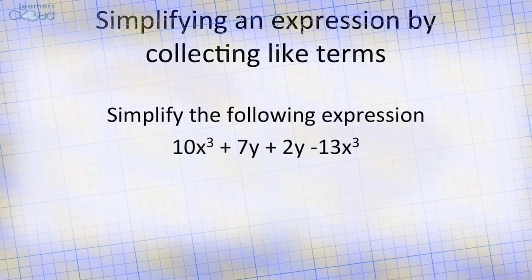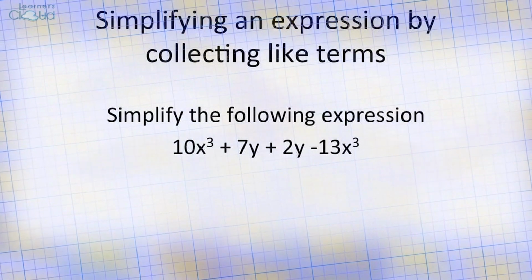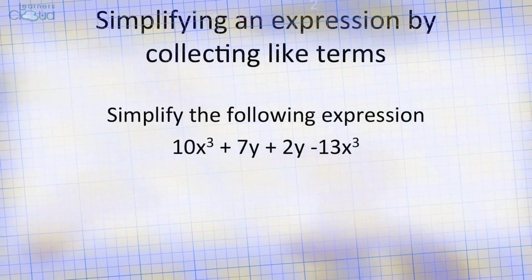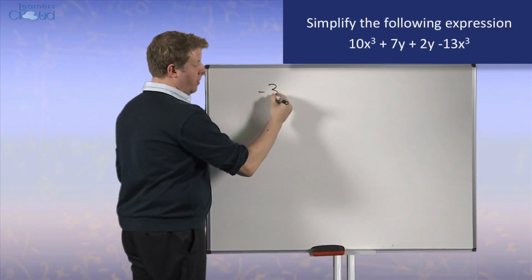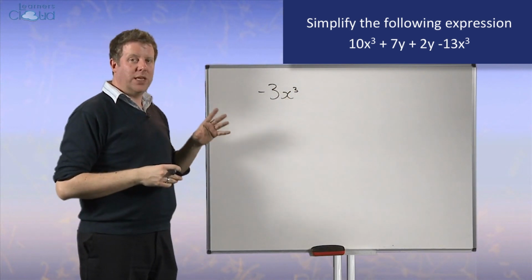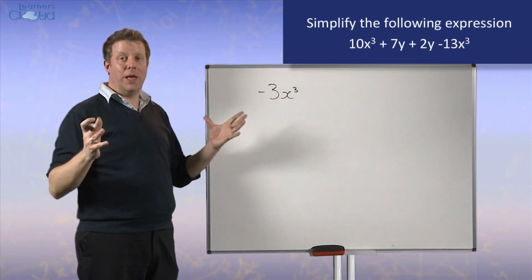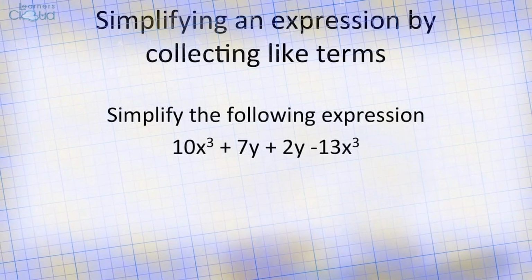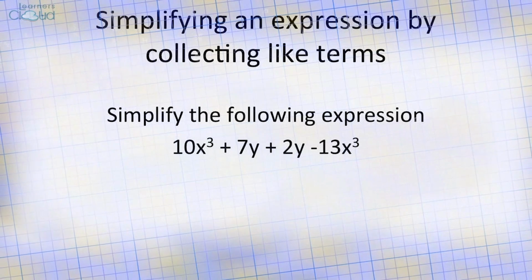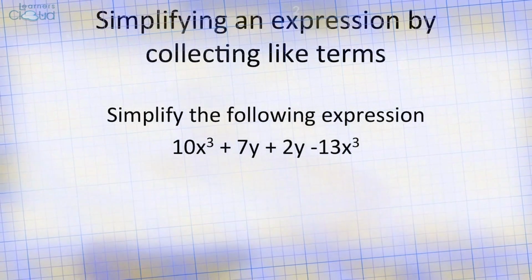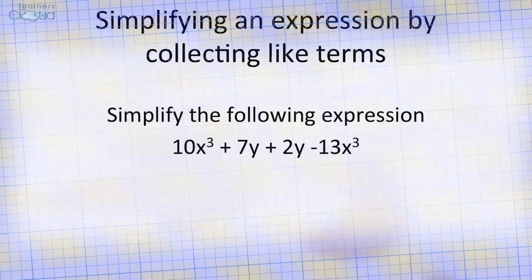So let's first of all look at our x cubed terms. So I've got 10x cubed subtract 13x cubed. Well, that will give me minus 3x cubed. Remember, that x cubed doesn't disappear. A common mistake is that when people subtract them, they get rid of the letter term. Remember, I had 10 lots of it and I took away 13 lots of it, so I end up with minus 3 lots of it. So therefore the x cubed stays with us.